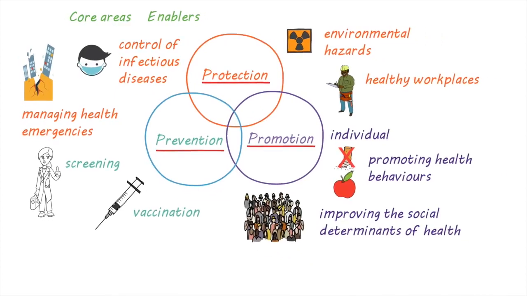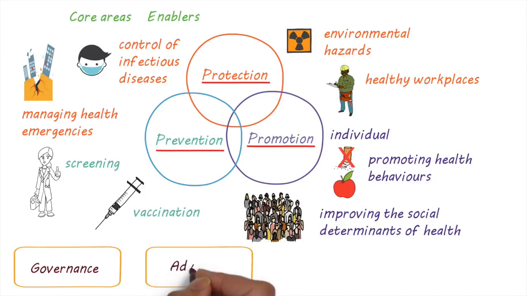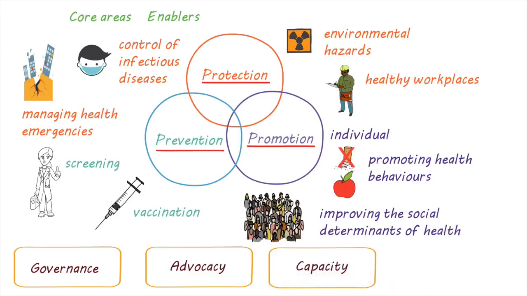To enable these core areas to function, there needs to be good governance, advocacy to influence and obtain support and commitment for actions that support a health goal, capacity, having an adequate, well-trained, and supported public health workforce, and having accurate, timely information to support health actions such as relevant research, surveillance, monitoring, and evaluation.